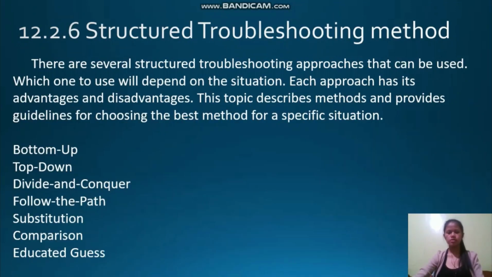Structured troubleshooting methods. There are several structured troubleshooting approaches that can be used. Which one to use will depend on the situation. Each approach has its advantages and disadvantages. This topic describes methods and provides guidelines for choosing the best method for a specific situation. These are bottom up, top down, divide and conquer, follow the path, substitution, comparison, and educated guess.